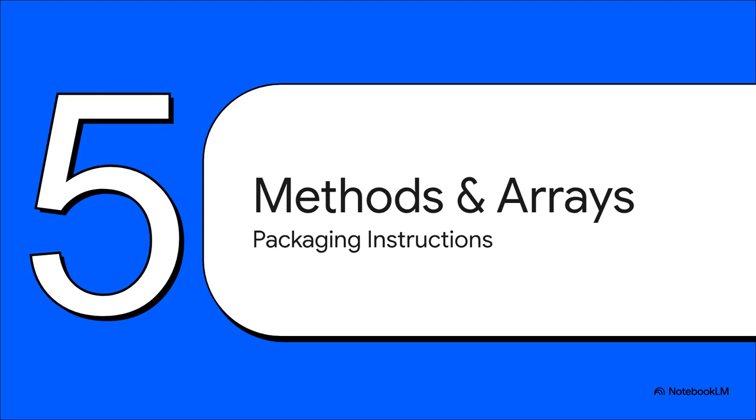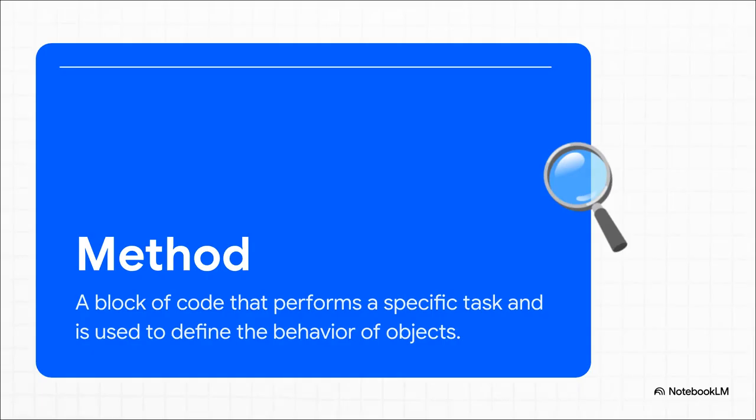So we've got nouns and we've got verbs. Now for the last piece of this basic grammar lesson. How do we package up our instructions into reusable chunks, and how do we organize our data into neat, tidy lists? That's what methods are for. A method is really just a named block of code that does one specific job. So instead of writing the same 5 lines of code over and over again, you can wrap them up in a method, give it a helpful name like calculate total, and then you can just call that name whenever you need that job done. It is absolutely key to writing clean, organized code.